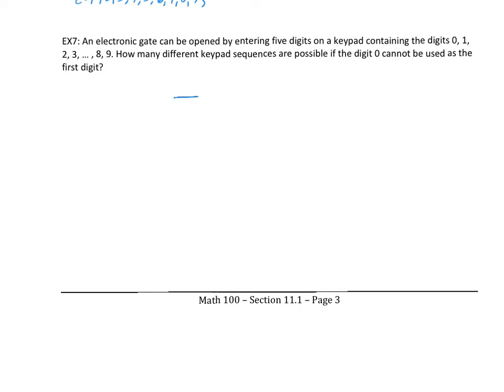So again, I know I'm going to do a 5-digit keypad. So 1, 2, 3, 4, 5. For each number, I want to figure out how many choices I have. So for the first digit on my keypad, since 0 cannot be used as the first digit, I only have 9 choices. Remember, it's not the number 9, it's 9 choices. But then I can use any number for the remaining digits on my keypad. So again, we simply multiply to get 9 with 4 zeros. So we have 90,000 choices.